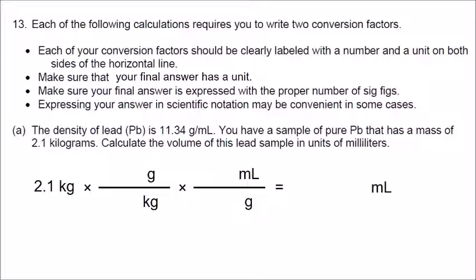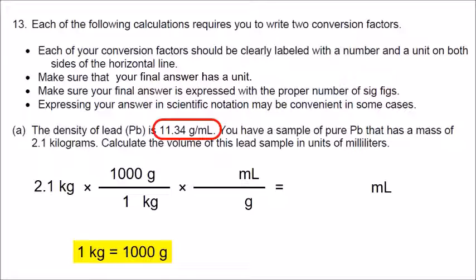Now, to go from kilograms to grams, we have to know that relationship. We have to know what the metric prefix kilo means. It means that there are 1,000 grams in 1 kilogram. So we put a 1 on the bottom next to kilograms and 1,000 on top next to grams. Now remember, 11.34 grams for every 1 milliliter. That means that 11.34 goes on the bottom next to grams and 1 milliliter on the top.